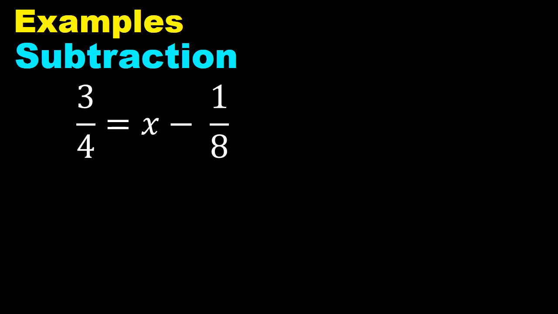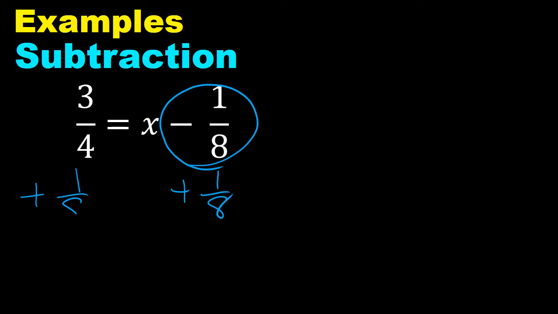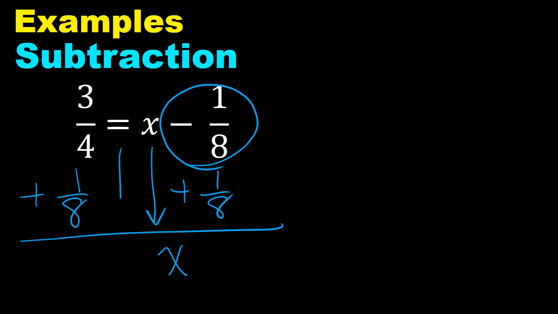So now what happens if we have fractions? The same exact thing. We notice we're subtracting 1/8. Let's go ahead and add 1/8 to both sides of our equation. Let's go ahead and bring our variable down, the easy part. Bring our equal sign down.